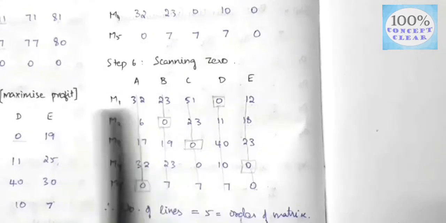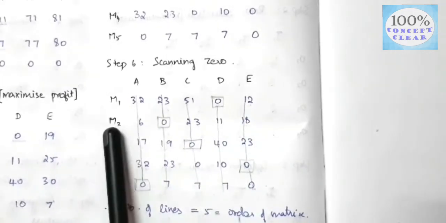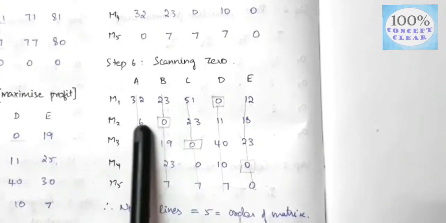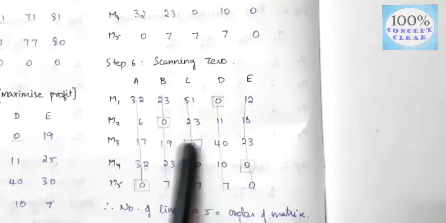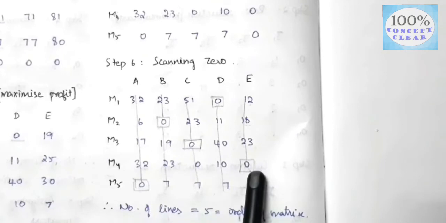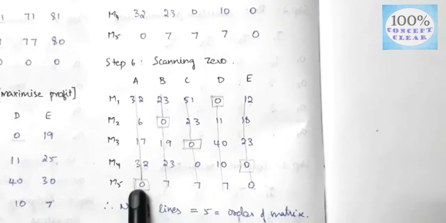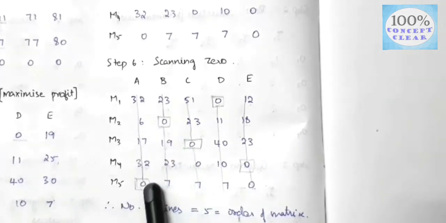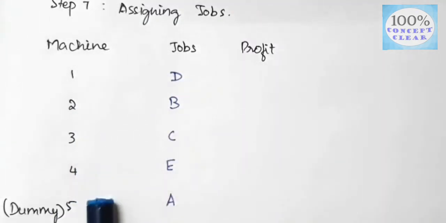See, in the first row we have marked this 0, which means machine 1 is assigned with job D. And in the second row we have marked this 0. So machine 2 is assigned with job B. And in the third row we marked this, which means machine 3 is assigned with job C. And in the fourth row we have marked this 0, which means machine 4 is assigned with job E. And in the fifth row we have marked this 0, which means machine 5 is assigned with job A. So let's write this. So we have found the job for each machine from here.